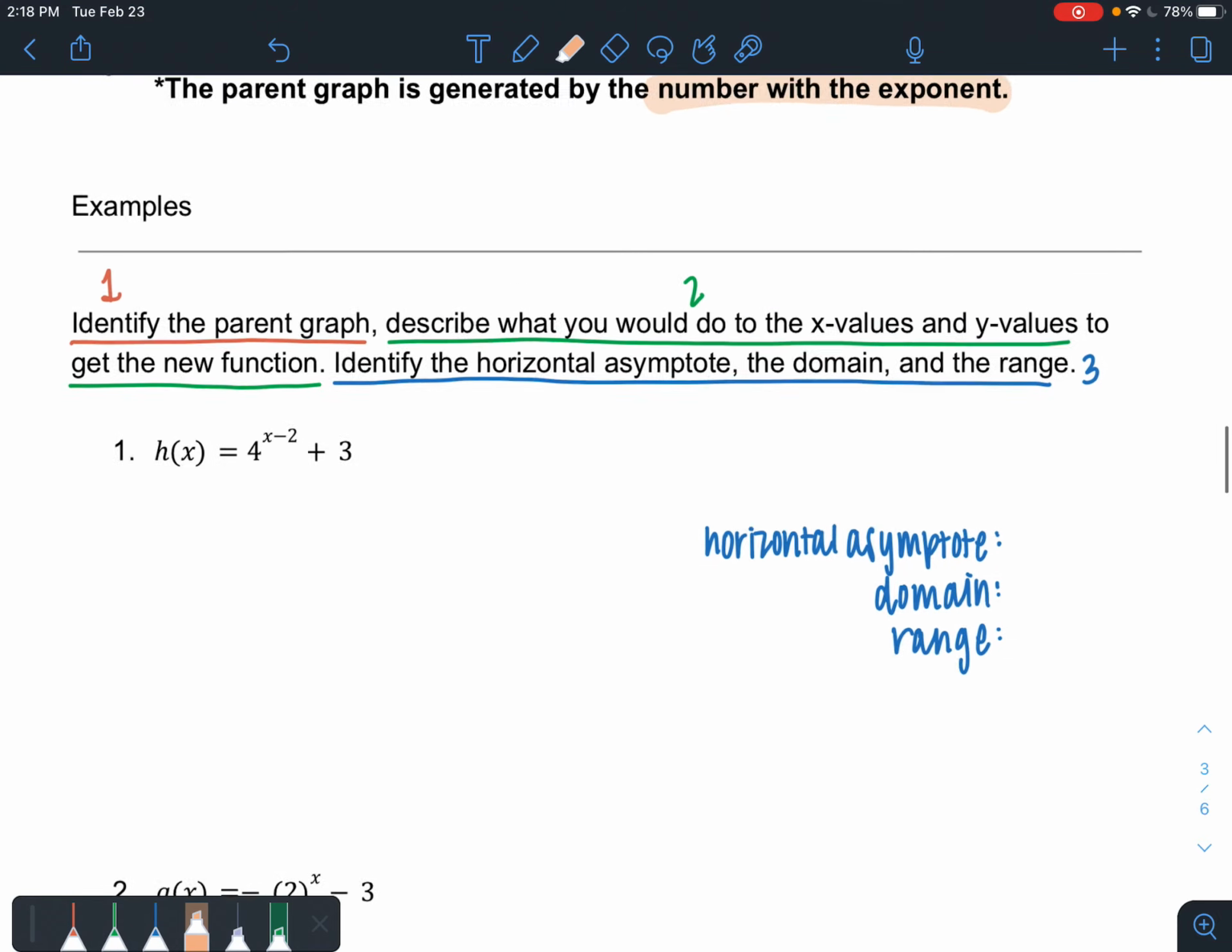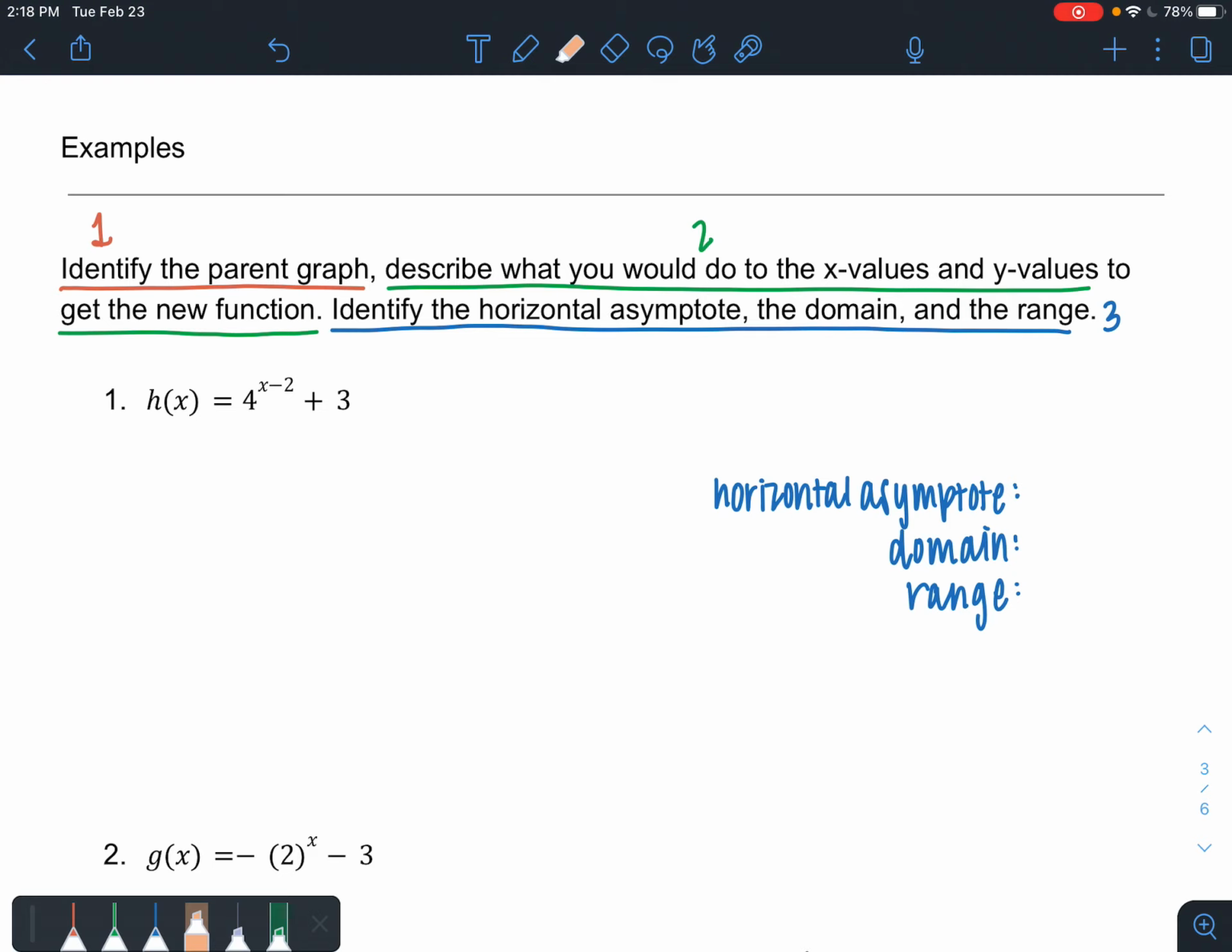All right, so here's our first example. First, we want to identify the parent graph, then describe what you do to the x values and y values, and then you want to identify the horizontal asymptote, domain, and range. So basically, we're doing everything we need to do to graph, but we're not going to graph today.